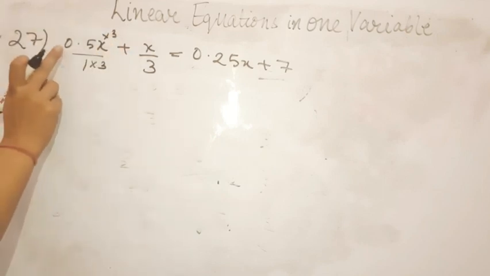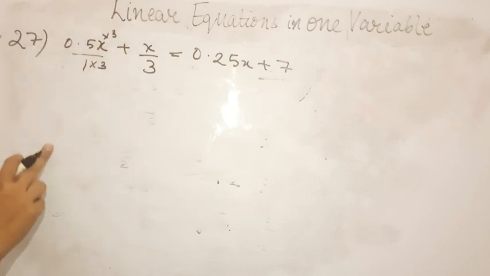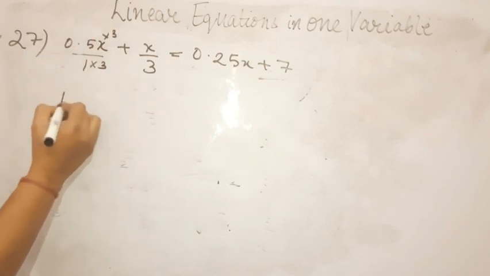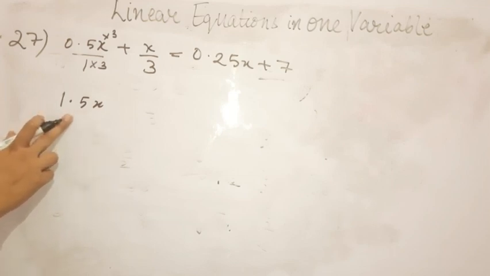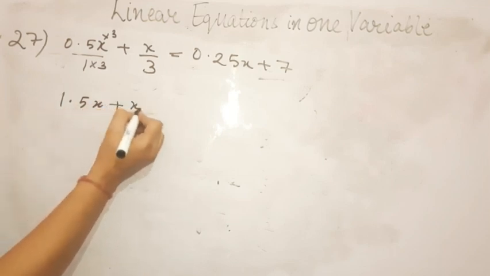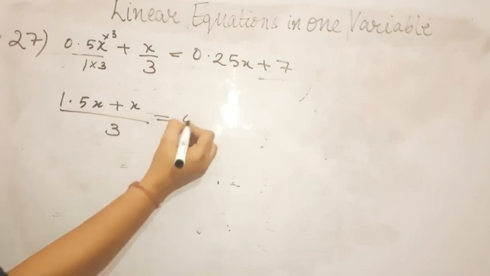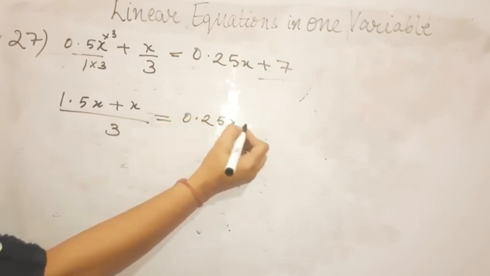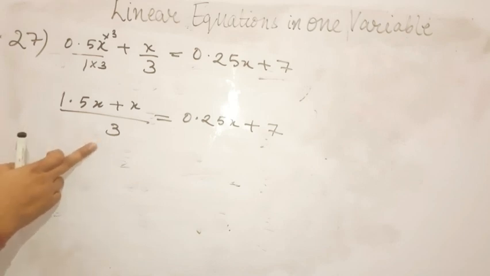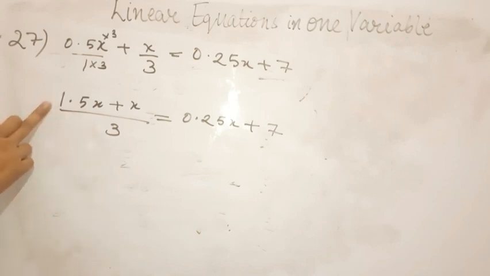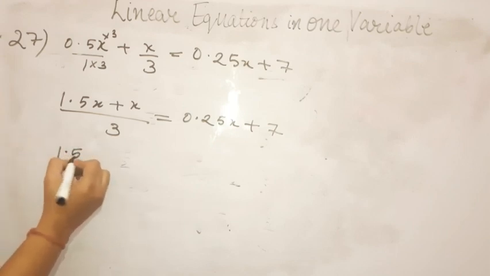So once you multiply 0.5 by 3, we all know that 3 5s are 15, but we have to place the decimal point before one digit. So it will be 1.5x plus x upon 3 is equal to 0.25x plus 7. Now this 3 is in division with this numerator. Once it goes to the right hand side, it will be in multiplication.